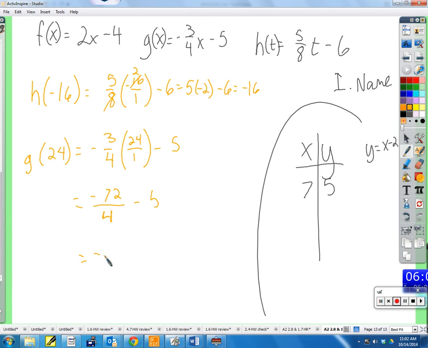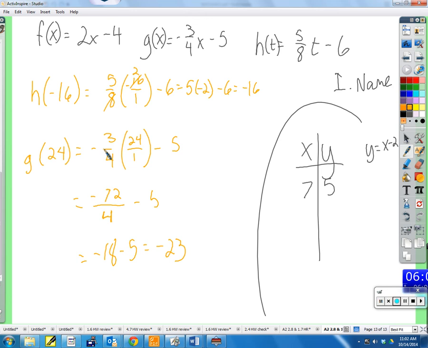What is it? Negative 18 minus 5, negative 23. You can simplify 24. Yeah, you could do that. You could cross out 4 and 24, you get 6, negative 3 times 6, negative 18. That works too. So g of 24 is negative 23, and we're done.